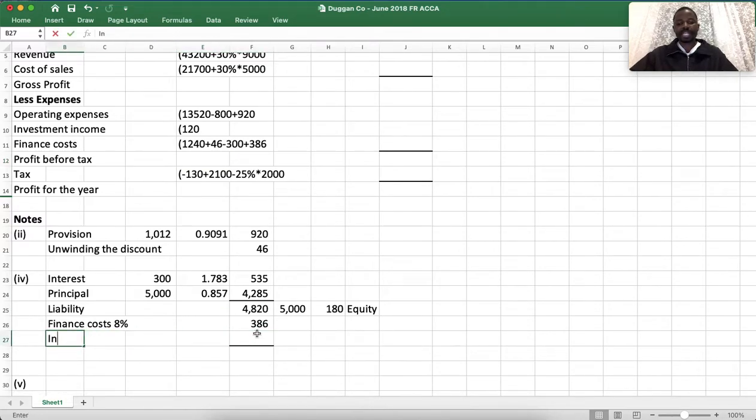Now the installment that DCO will be paying will be based on 6% of the nominal value of the loan. So DCO will be paying 6% multiplied by 5,300. Then if we sum here, we will have our closing liability as at 30 June 20X8.